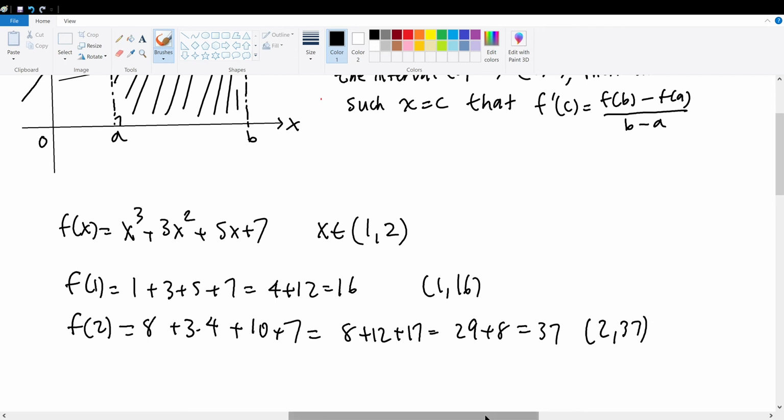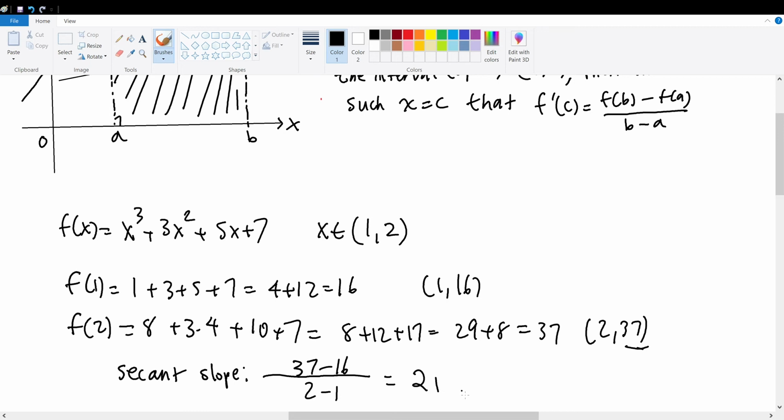And what is the secant slope that passes through these two points? Well, the secant slope will be the y coordinates, f of b minus f of a. So I'm going to let f of b be equal to 37 and f of a be equal to 16: 37 minus 16 over 2 minus 1. This is just the slope definition, rise over run. This is then equal to 21 over 1, which is the same thing as 21.